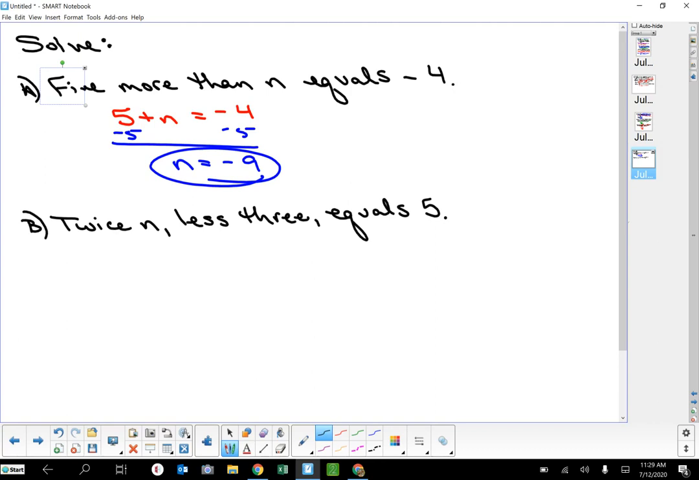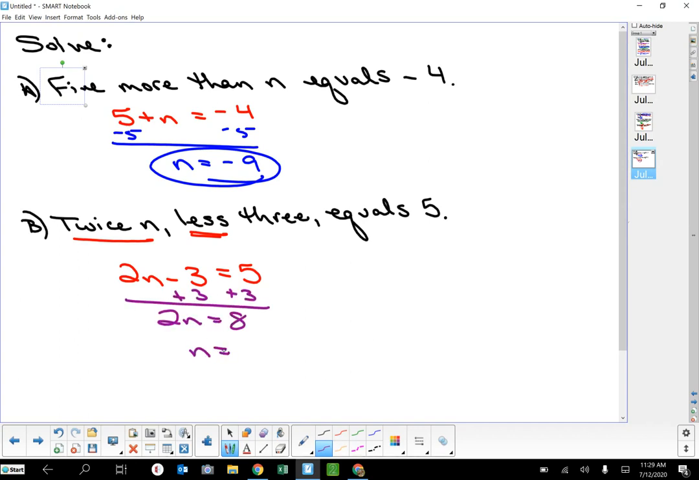All right, well, twice n is 2n. Less means minus. It doesn't say less than. We don't have to switch anything. It just says less, which is in your minus category. Less 3 equals 5. So there's your algebraic expression. And now this is pre-algebra. You guys can do this without even doing any work, probably. Add 3, so you have 2n equals 8 and n equals 4. Okay?